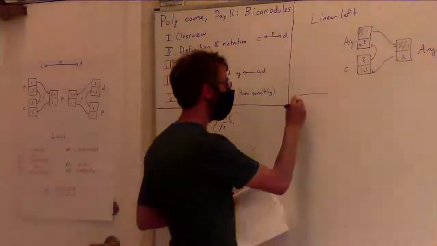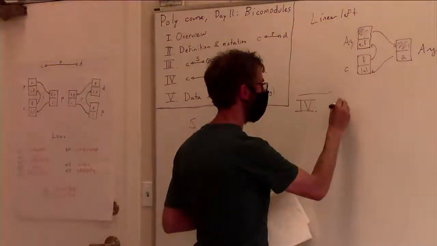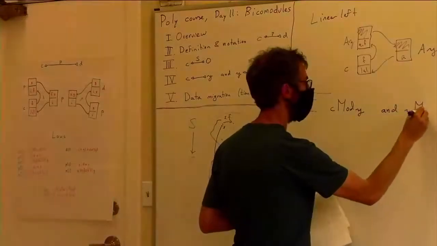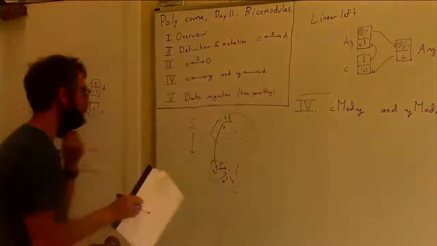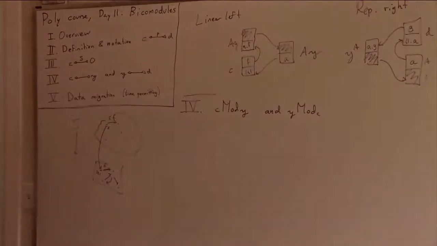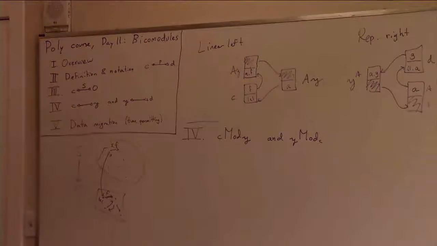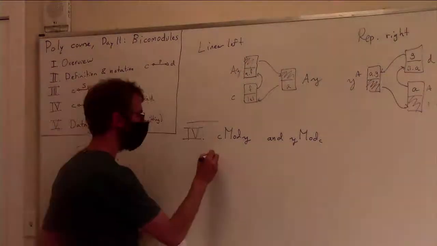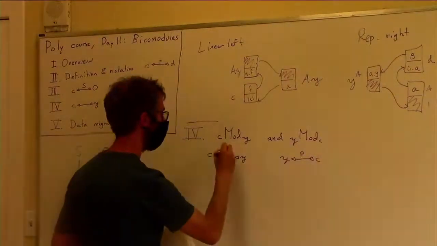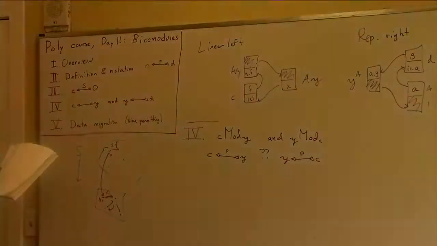Okay. So part 4. What about C mod y and y mod C? The word mod sounds like number theory, but of course this has nothing to do with that. So what is the category of modules from C to y like, and what are modules like this like?